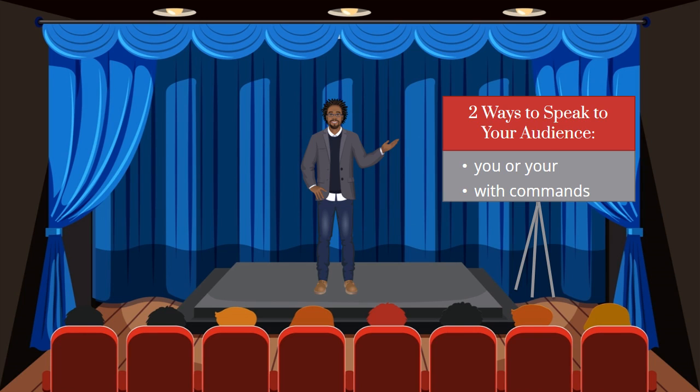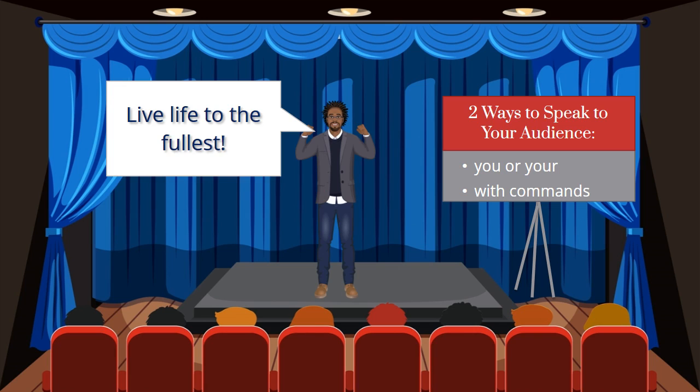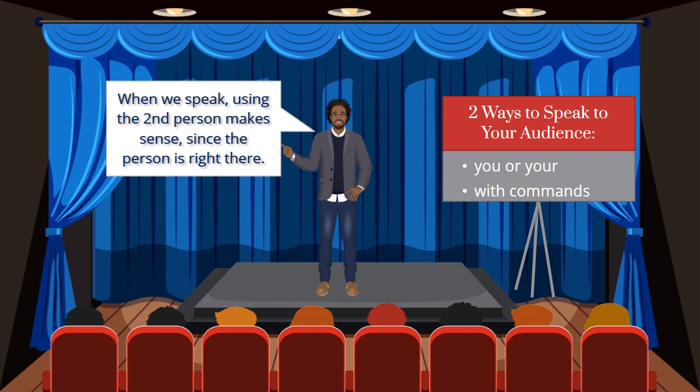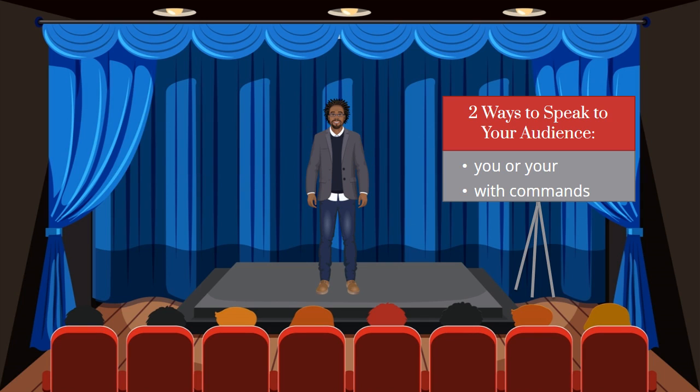The second way to use the second person is with commands. The imperative, the verb form that allows us to issue commands, does not require pronouns, but it still addresses the audience. For example, "Live life to the fullest" is a command in the second person, even though it doesn't contain the pronoun you. When we speak, using the second person makes sense, since the person we are speaking to is right there. But in formal writing, we eliminate these forms, and stick to the third person instead. Using the second person in formal writing can feel accusatory to the reader, who cannot respond. The third person, by tradition, sounds more neutral and objective.